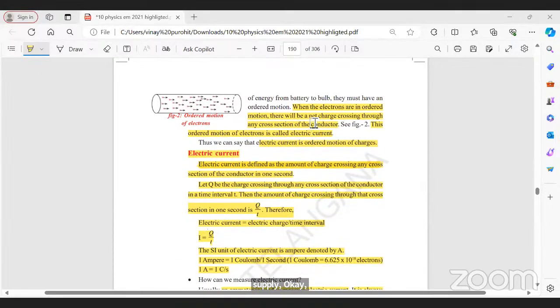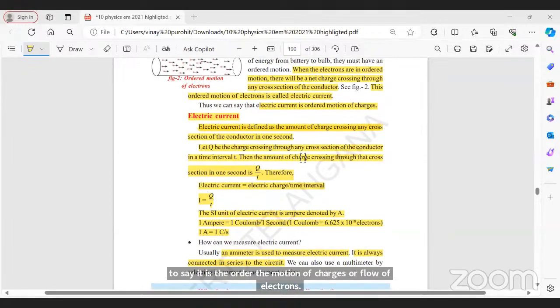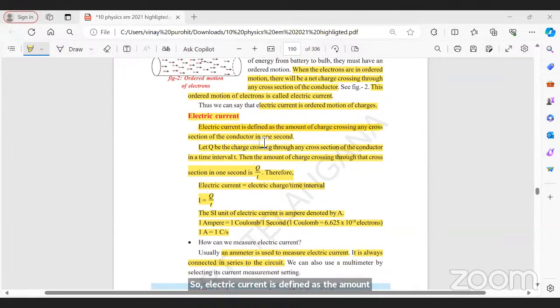So when the current is given, that is, when a power supply is connected, the electrons move in ordered motion. When the electrons are in ordered motion, there will be a net charge crossing through any cross section of the conductor. This ordered motion of electrons is called electric current. So electric current is the ordered motion of charges. Simply to say, it is the ordered motion of charges or flow of electrons. Electric current is defined as the amount of charge crossing any cross section of the conductor in 1 second.